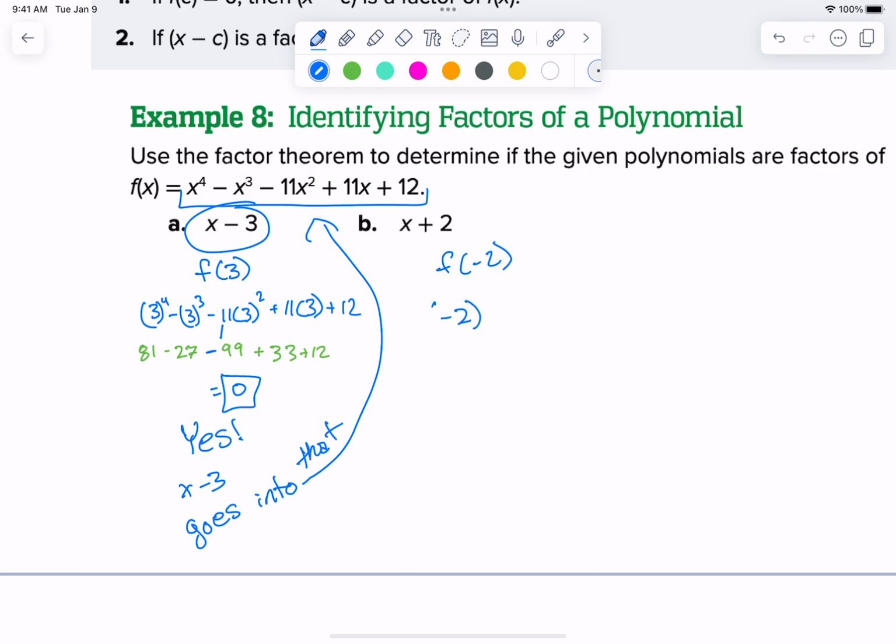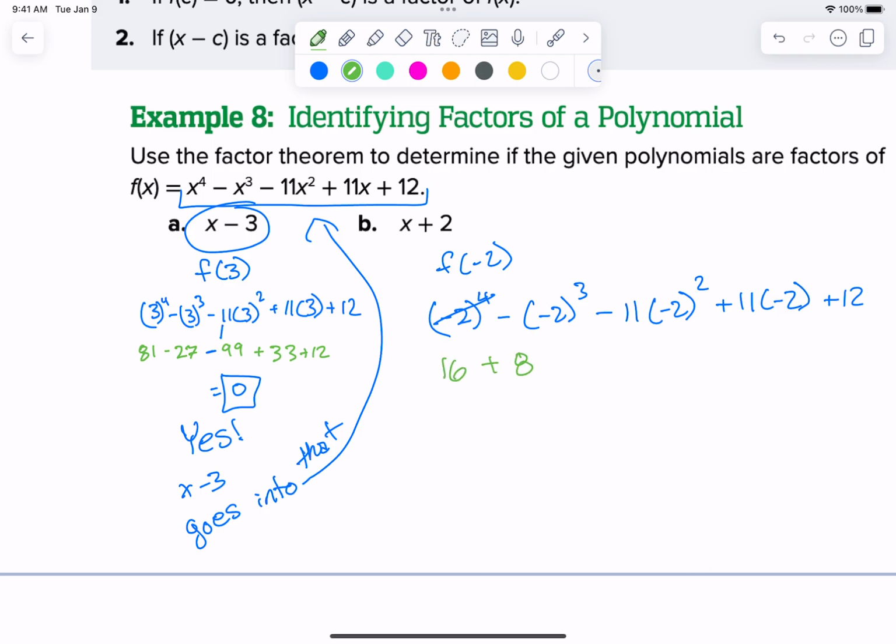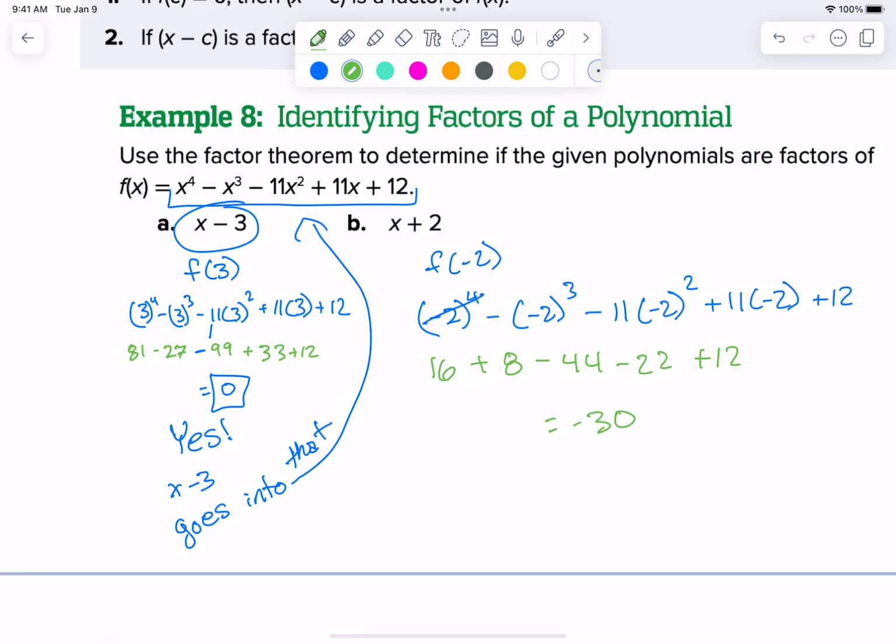So, negative 2 to the fourth minus negative 2 to the third, minus 11 times negative 2 squared, minus 11 times negative 2, plus 12. This is 16 plus 8 minus 44 minus 22 plus 12. 16 plus 8 minus 44 minus 22 plus 12. Yeah, I got negative 30. Yep, that's what I got.